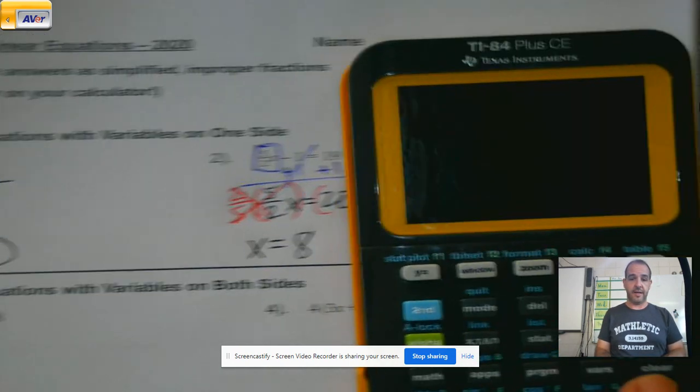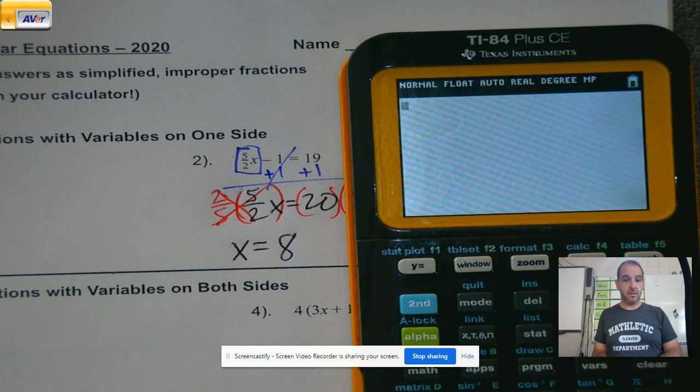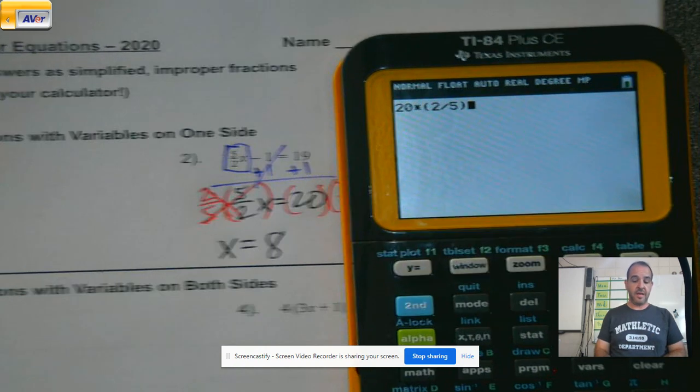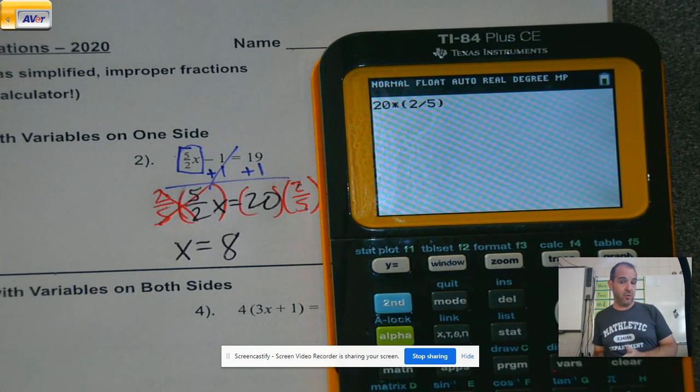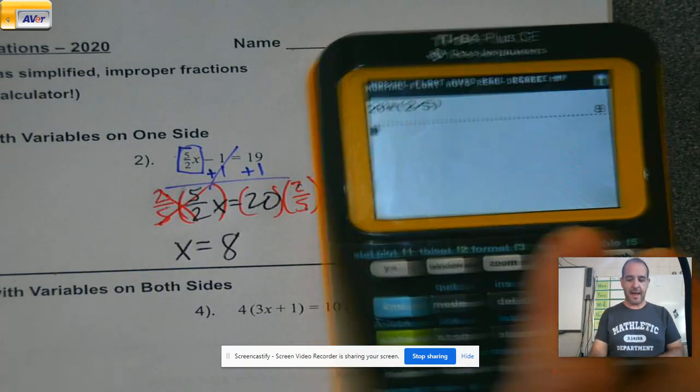Another option we have, if we are going to go to a calculator, would be to do 20 times 2/5. It's important for the most part to put your fractions in parentheses if you're using the TI calculator, okay? If you don't, sometimes you'll get away with it, sometimes you won't. So we got to think about that. I still get 8, okay? But here's my last option.